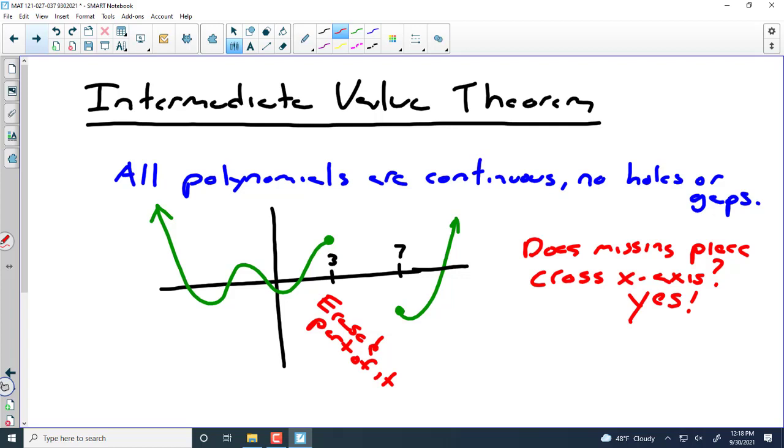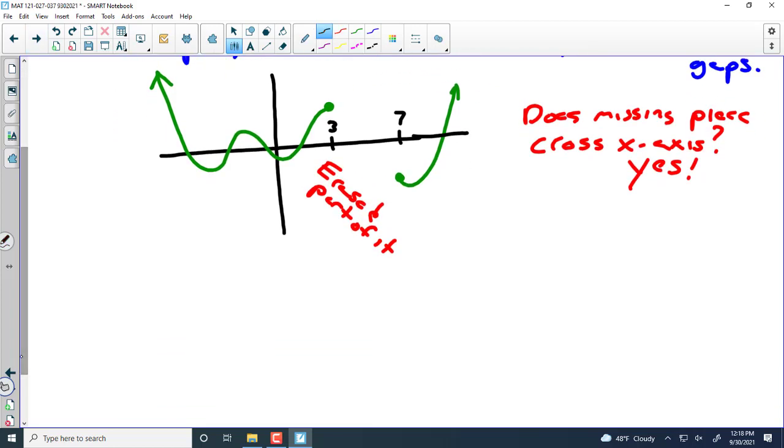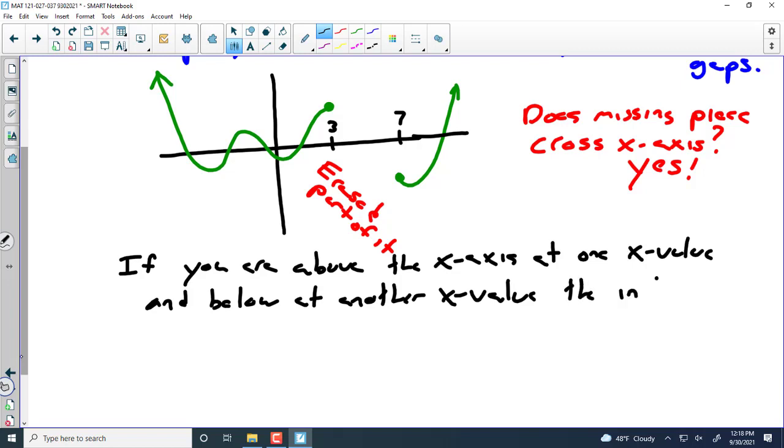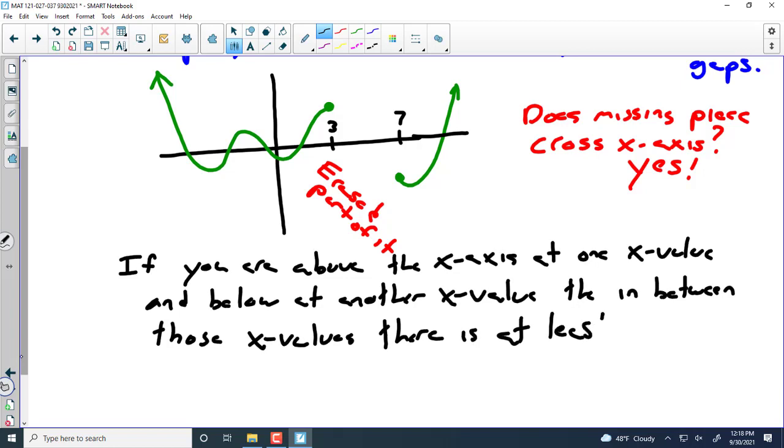So here's what the intermediate value theorem tells us. If you are above the x-axis at one x value and below at another x value, then in between those x values, there is at least one x-intercept.